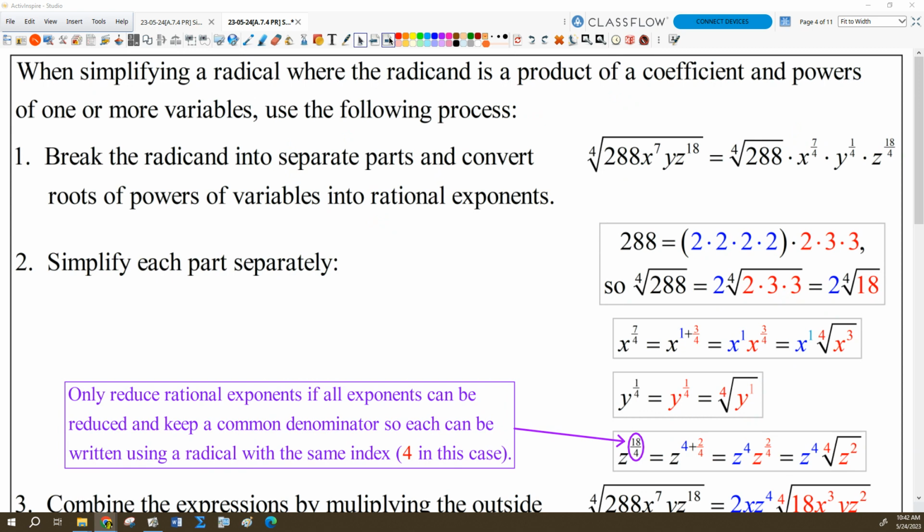Okay, so we could break this into parts because everything inside the radical, the radicand, is a product, so I could think about that as being the product of four separate radicals. I don't have to physically break it apart into four separate radicals, but I want to think about it that way. First of all, let's think about the fourth root of the coefficient 288.